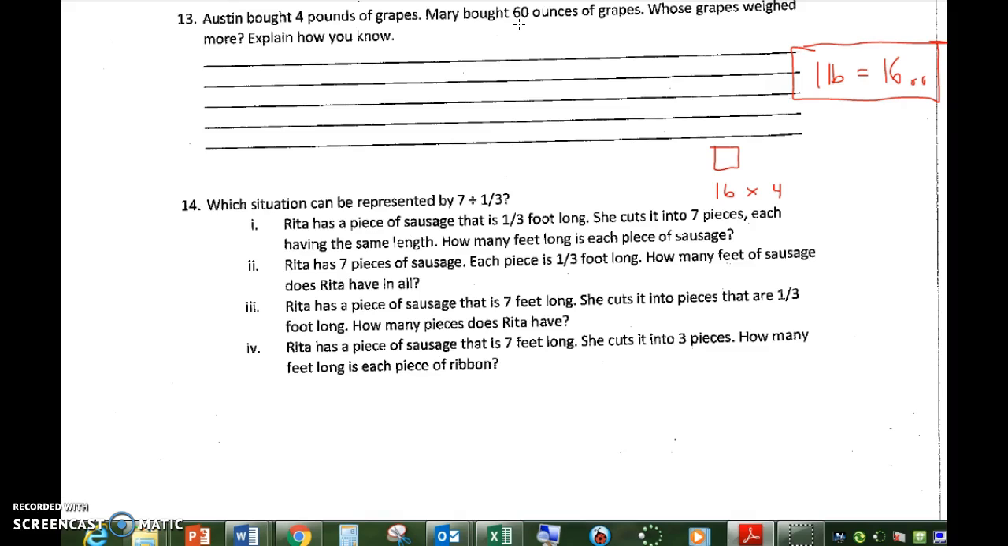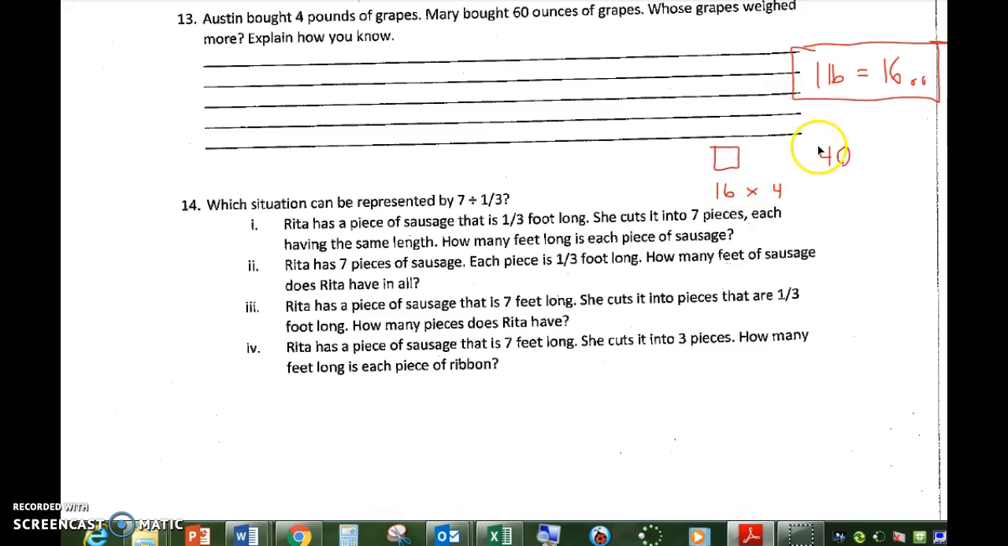You had 2 ways to do this. You could divide her 16 by 16, and that would tell you how many pounds she had. Or you could take his 4 pounds and multiply it by 16. I prefer multiplication most of the time if I had a choice. So I'm just going to multiply. 4 times this 10 would be 40. I'm going to use partial products.